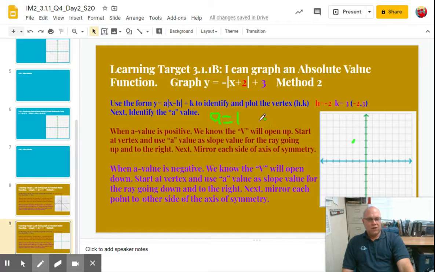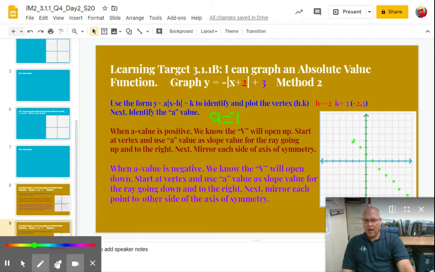So all we have to do is start at the vertex, and we're going to use that -1 as our slope. So from here, I'm going to go down 1, right 1, down 1, right 1, all day long. Down 1, right 1, until you run out of space on your graph.